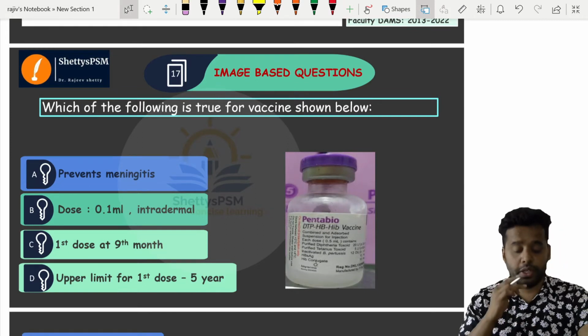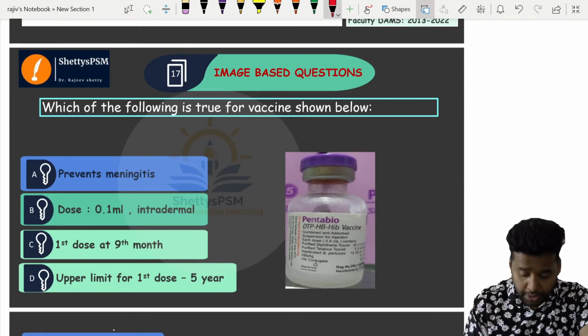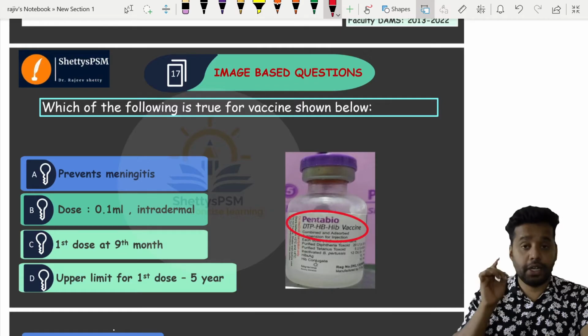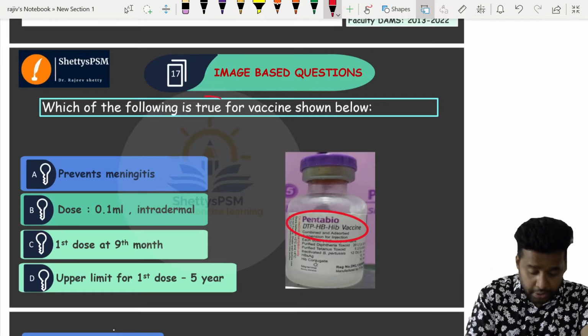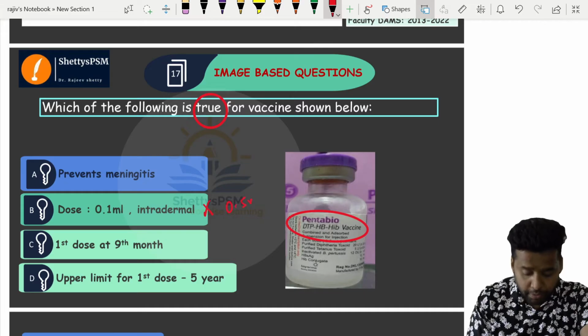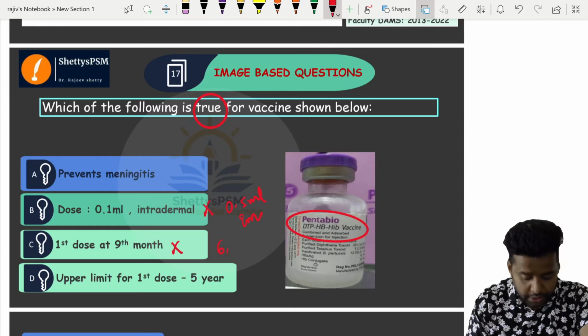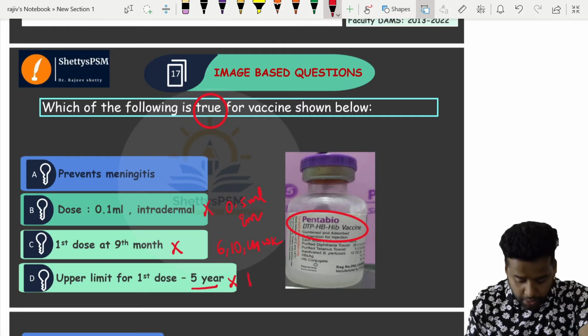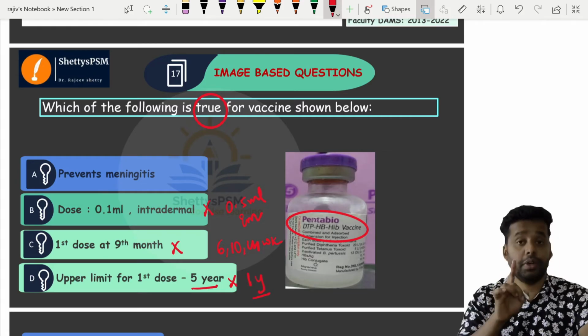17th question. Which of the following is true for the vaccine shown? It is pentavalent vaccine. True, they are asking. 0.1 ml intradermal? No. 0.5 ml intramuscular. First dose at 9th month? No, it is at 6, 10, 14 weeks. Upper limit for first dose 5 years? No, it is 1 year for the upper limit of first dose.